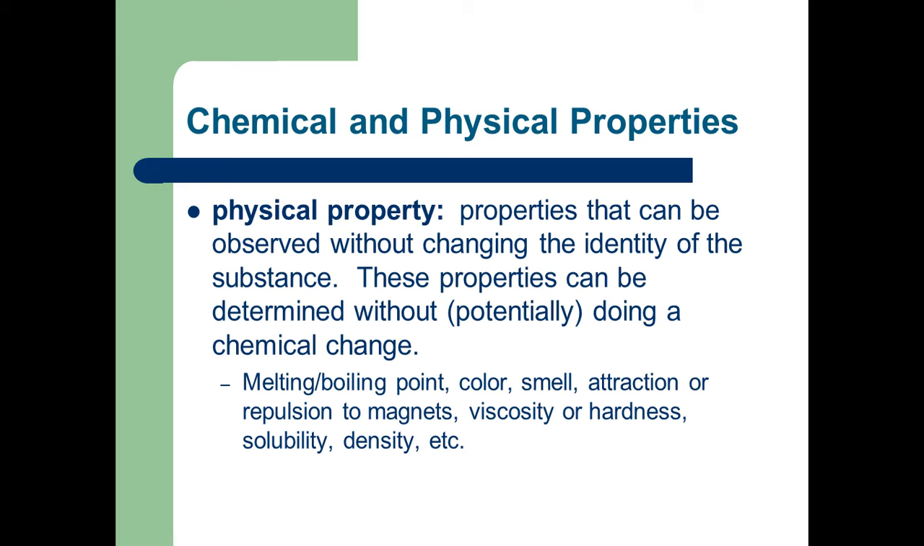So like a melting point or boiling point. Remember that phase changes. If you melt something or if you boil something, that's a physical change. So if you know its melting point or boiling point, then that is a physical property of that substance. Every substance has its own melting point and boiling point, okay? Same with color. If you describe something as blue or purple, then that's a physical property. A smell, okay? How attracted or repulsive something is to magnets, okay? Ability to, if something is magnetic or not.